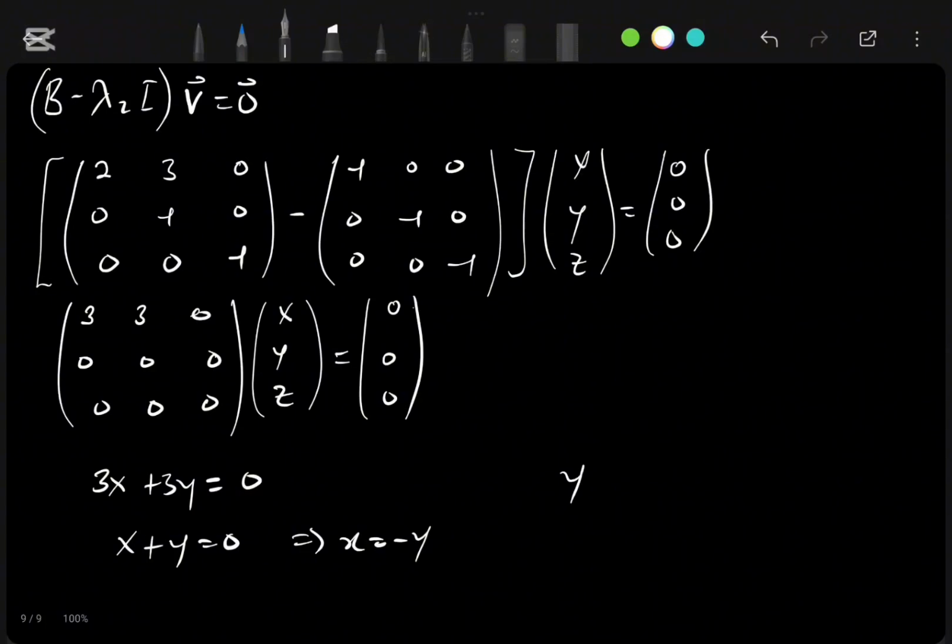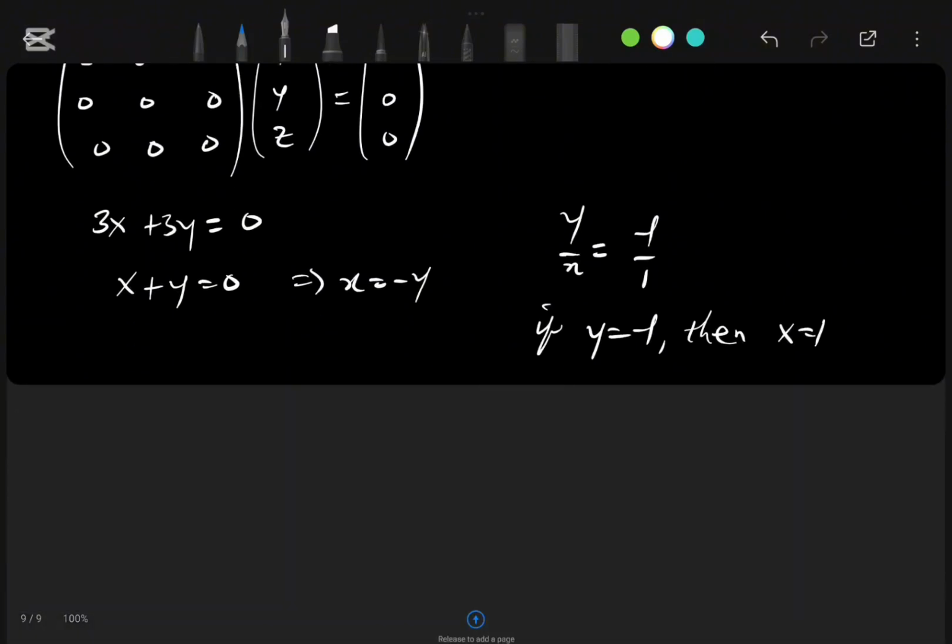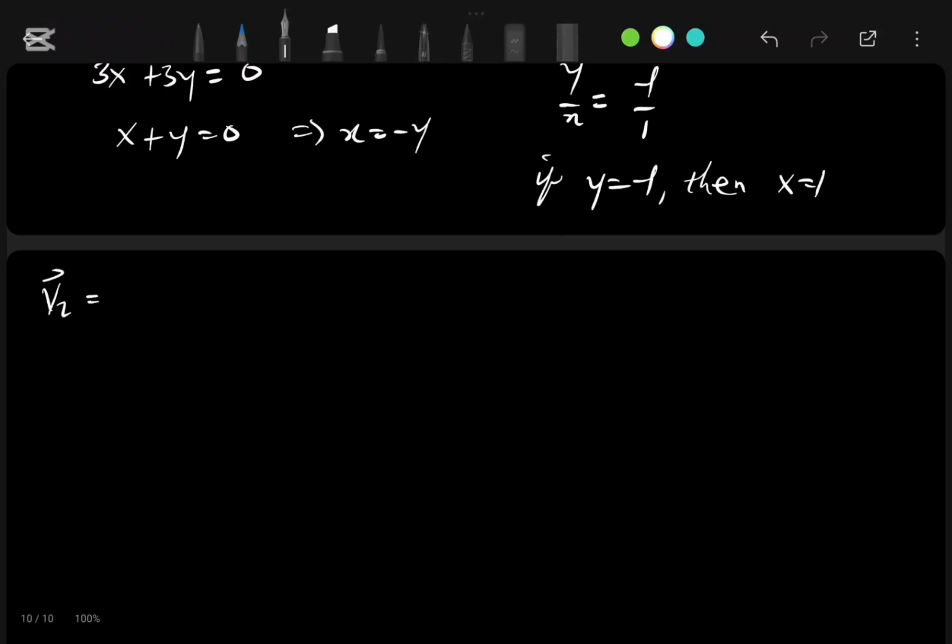Dividing y by x, we will get minus 1 over 1. So if y is equal to minus 1, then x is equal to 1. So one of our eigenvectors, let's say v2, is equal to (1, minus 1, 0).